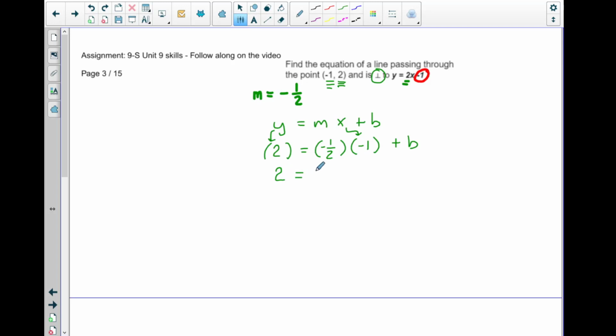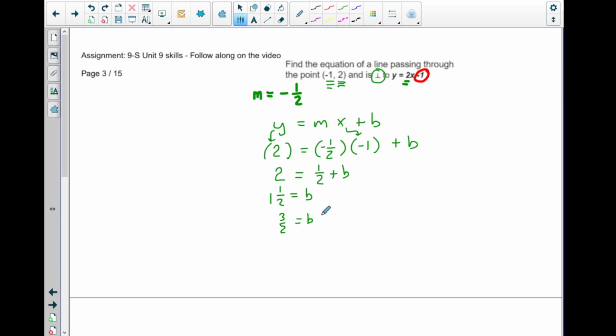So 2 equals 1/2, right? Negative times negative is positive. 1/2 times 1 is 1/2 plus b. We're going to subtract 1/2 from both sides, and we're going to get 1.5, but we don't like mixed fractions like this, right? So it's 1.5, but we're going to do 1 times 2 is 2 plus 1 is 3. So we like improper fractions. It's better.